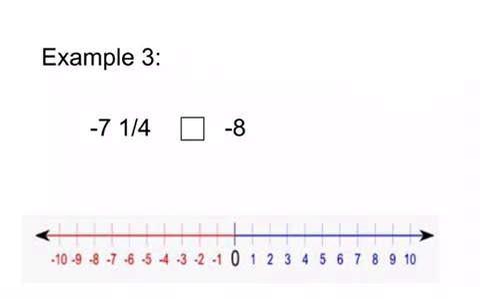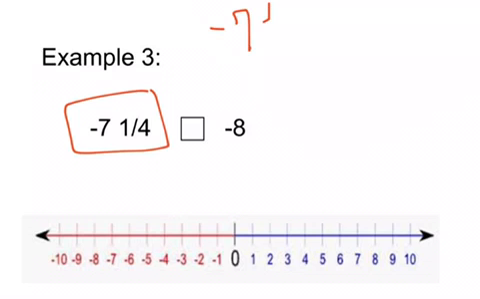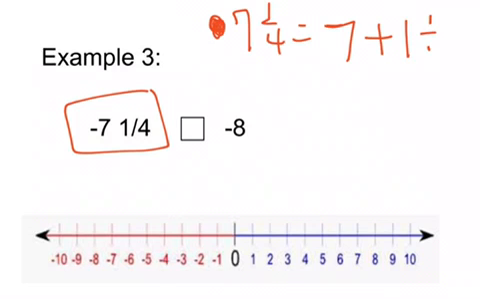Here's another example, -7 1/4 and -8. But again, we're going to take this and change it to a decimal form. So we're going to use a calculator, and we're just going to put in the 7. We're going to forget the negative right now. We're just going to change it to a decimal. Do not put the negative in the calculator. Let's just change 7 1/4 to a decimal. So 7 plus 1 divided by 4.